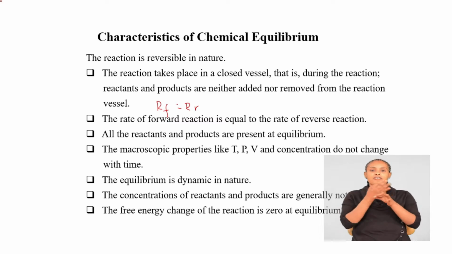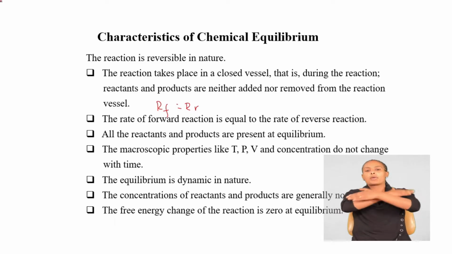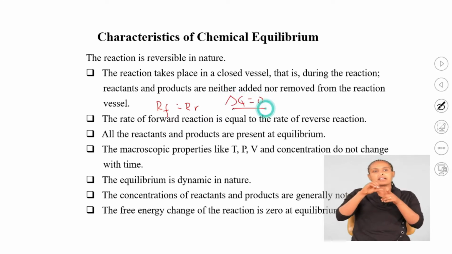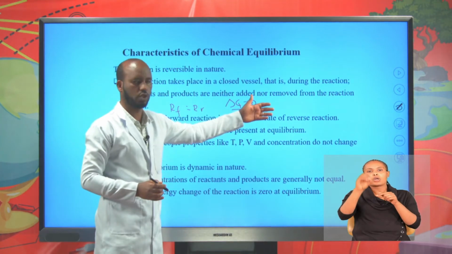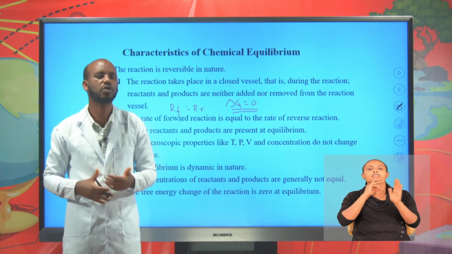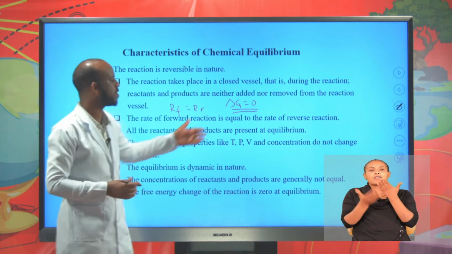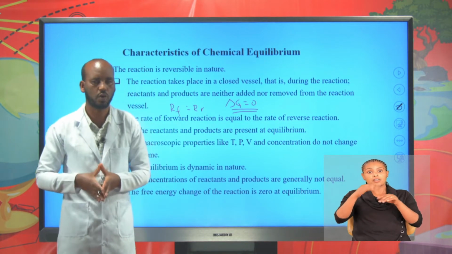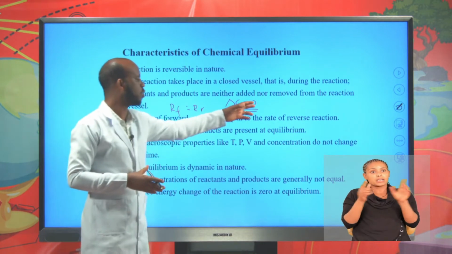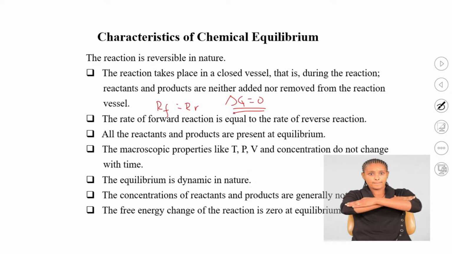The free energy change of the reaction is zero at equilibrium. For an equilibrium reaction, the Gibbs free energy change, delta G, equals 0. If the Gibbs free energy change for a reaction is less than 0, the reaction is spontaneous and proceeds by itself. If delta G is greater than 0, the reaction is non-spontaneous. But if delta G equals 0, the reaction is at equilibrium.